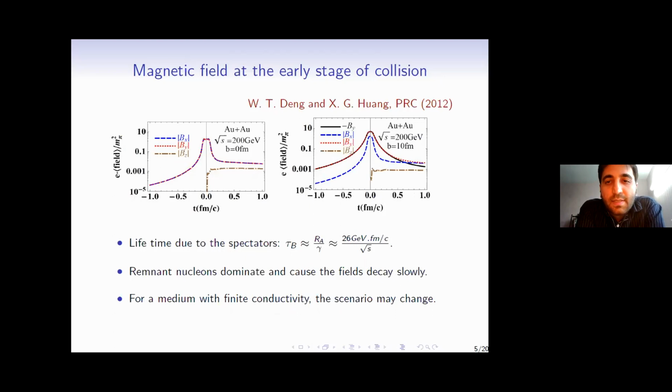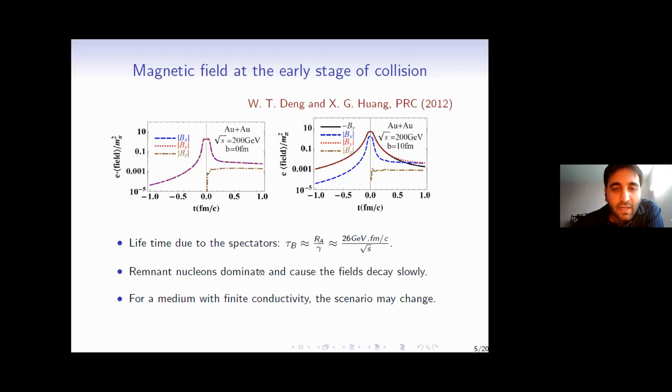As I said before, the major part of this magnetic field is produced by the spectators, and when these spectators leave the interaction zone, the magnetic field starts to decay. The lifetime due to the spectators is approximately the radius of the nuclei over the Lorentz factor, which takes this value for typical energy and typical nuclei. And when the spectators leave the interaction zone, the remnant particles in the interaction zone dominate and cause the field to decay slowly. As you can see, this can also produce the Z component of the magnetic field.